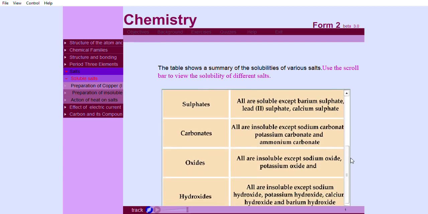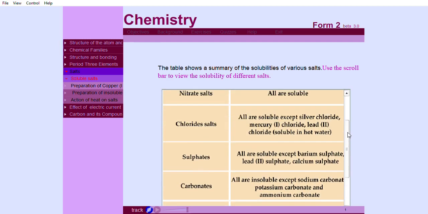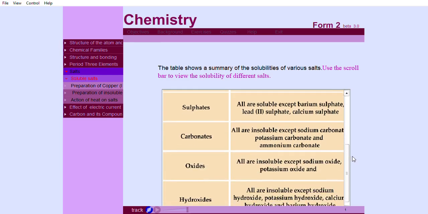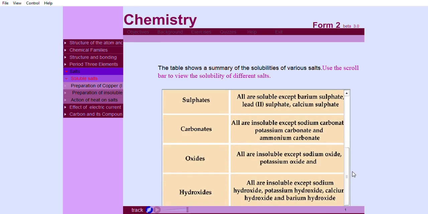All chlorides are soluble except silver chloride and lead-2 chloride, which is soluble in warm water. All carbonates are insoluble except sodium, potassium, and ammonium carbonate. All oxides are insoluble except the oxides of potassium, sodium, and ammonium.